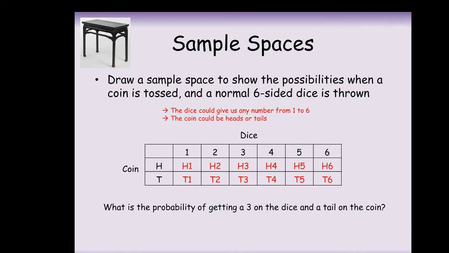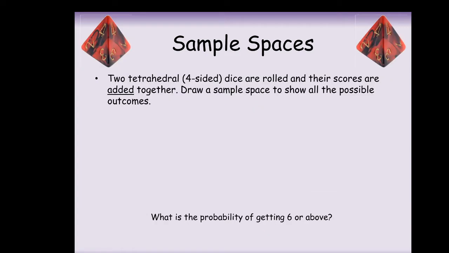So what is the probability of getting a 3 on the dice and a tail on the coin? So we're looking for a T3, so there's only one of those options out of 2, 4, 6, 8, 10, 12 options. So that is 1 out of 12. Okay, so reasonably straightforward, hopefully.